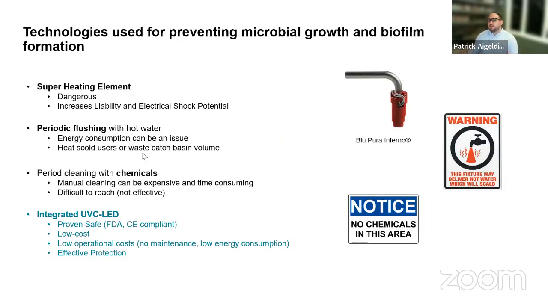So how does the industry, the water industry, the plumbing industry, how do they solve this issue? So mainly in public dispensing locations, there's a couple different ways to handle this issue. So one is superheating the element. So the ability to superheat your point of dispense to eliminate anything growing on the surface, whether it be bacteria or mold. The other option is to periodically flush with a hot water source. So there's certainly an energy consumption here and a waste. There's also a safety risk with both of these issues.